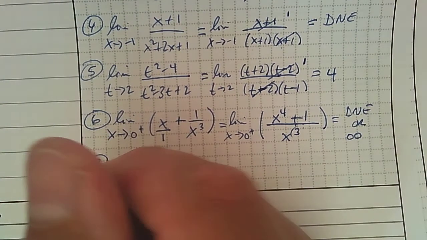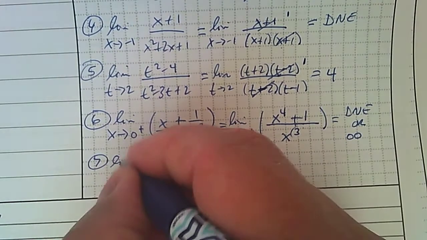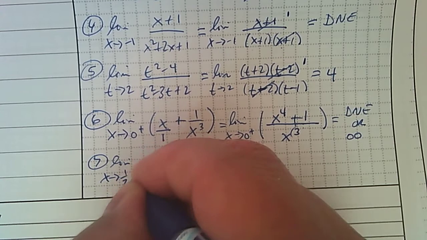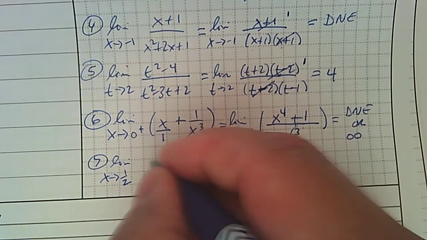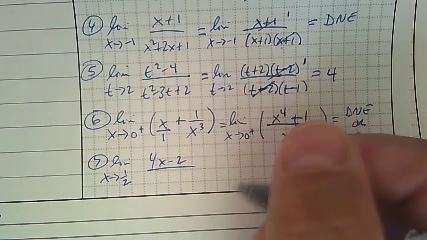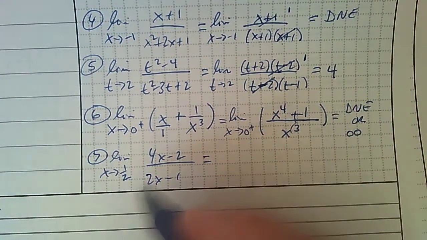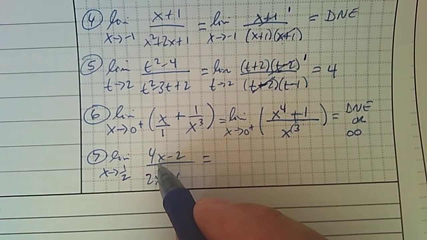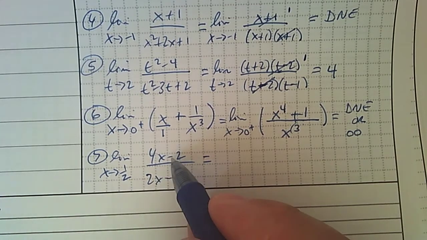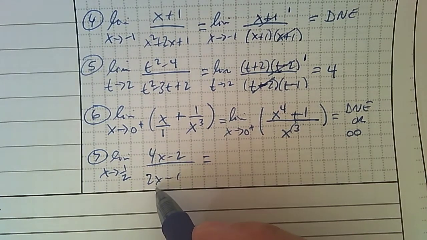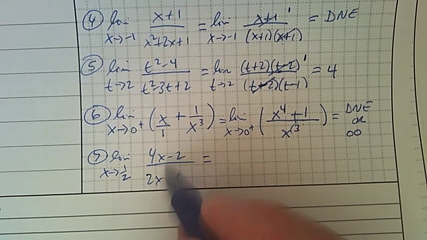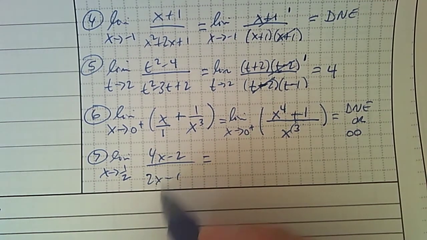Number 7. The limit as x approaches a half. This is a double-sided limit, or two-sided. 4x subtract 2 over 2x subtract 1. When I substitute in 1/2, that's easy. Half of 4, that's 2. Take away 2, that's 0. Half of 2, again, that's 1 take away 1. This is indeterminate. So when you plug in a half, you get 0 over 0.